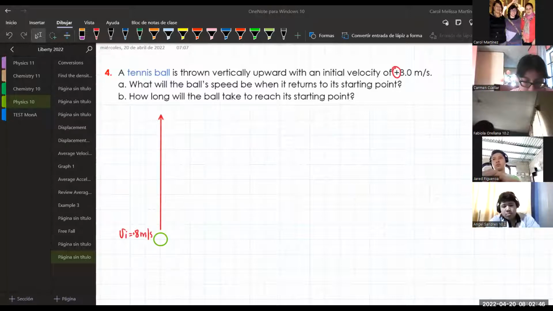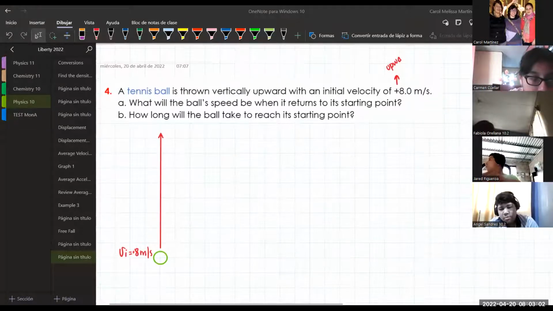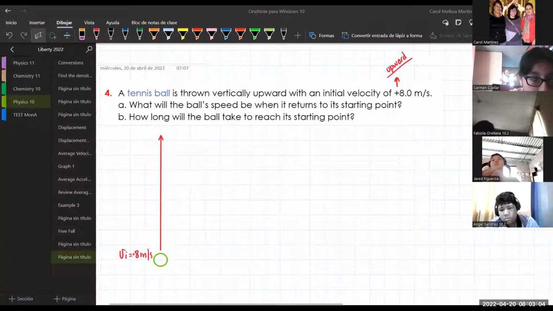It's positive for two reasons. First, because the symbol is there, that makes it positive. And second, because it says vertically upward. And upward is going to be indicated with a positive sign. Okay? So that's what happens in this exercise.